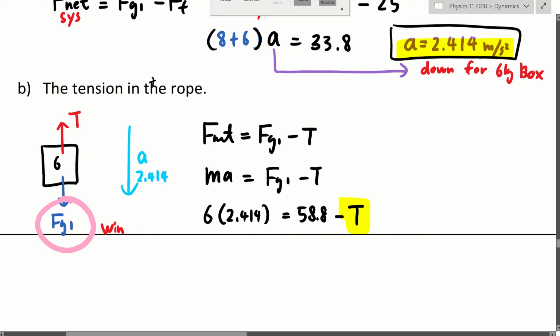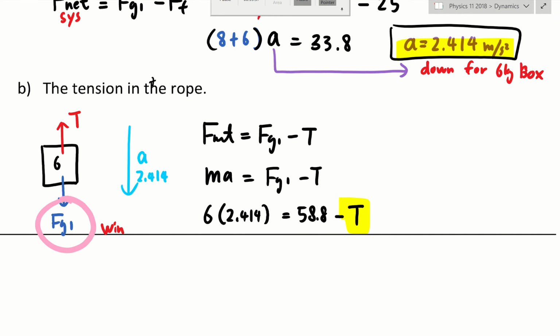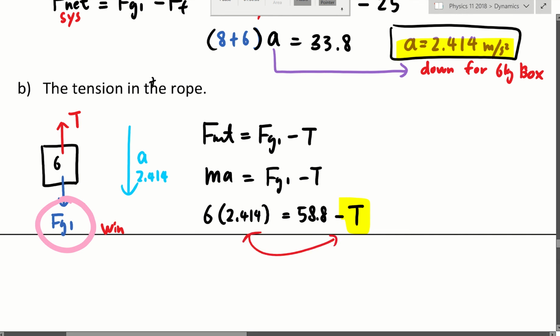Okay, so now look for tension. Swap like this, right? And then subtract, done. That's why I'm trying to finish this up. 44 Newtons. There.